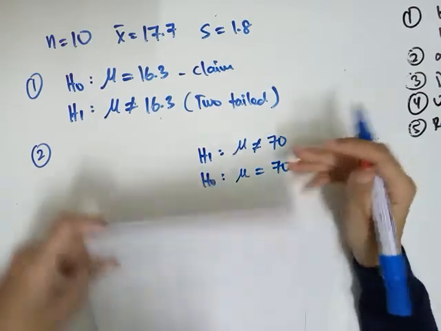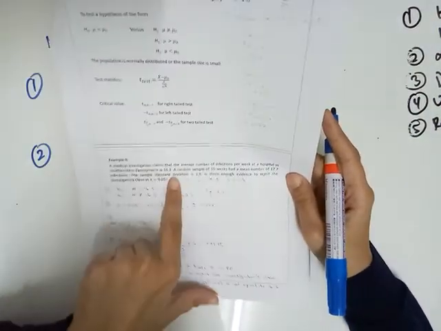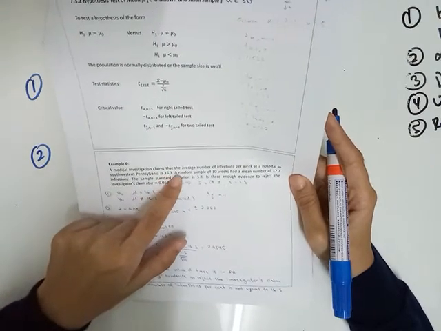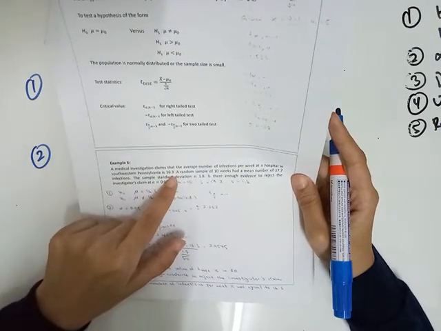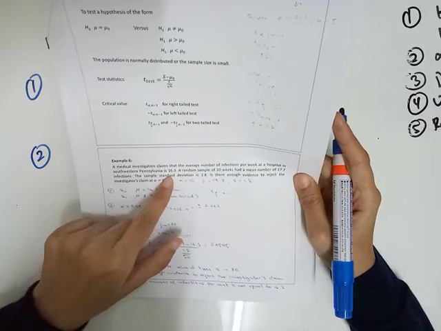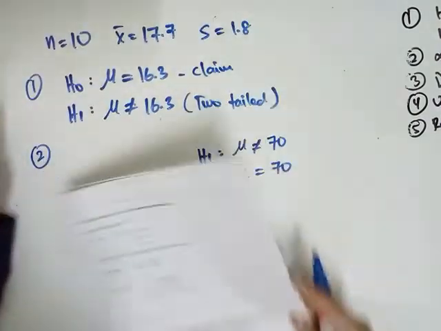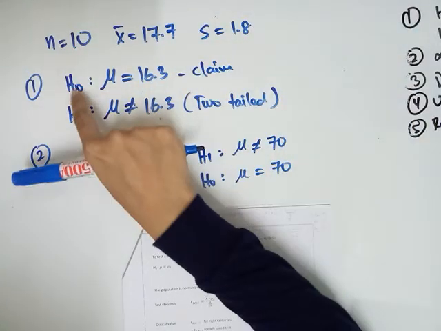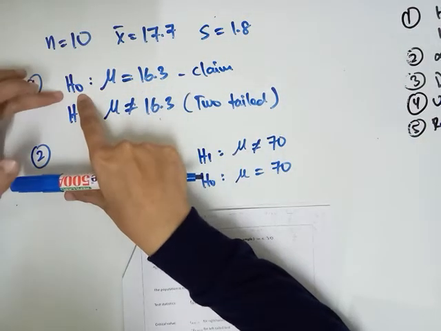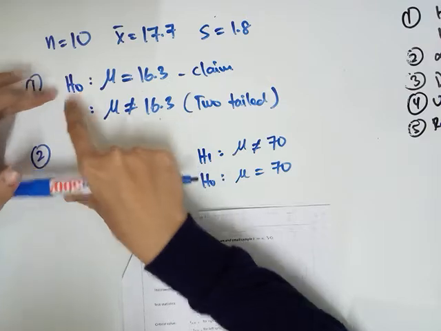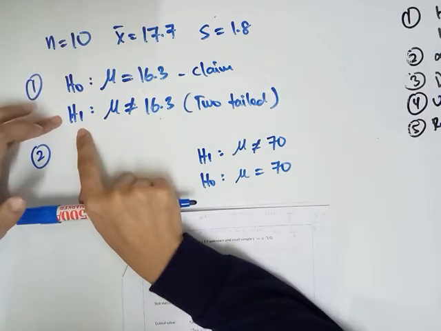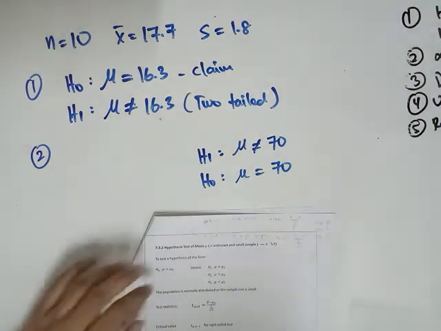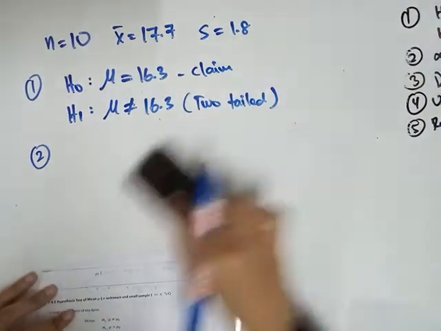Okay, but for this example, dia nak claim apa? Dia nak claim the average number of infection per week at a hospital in southwestern Pennsylvania is 16.3. 16.3, that means the hint dia is, that means we need to claim H naught. So we need to state the H naught first, and then barulah H1. Okay, nampak beza dia? Hopefully you guys faham lah.